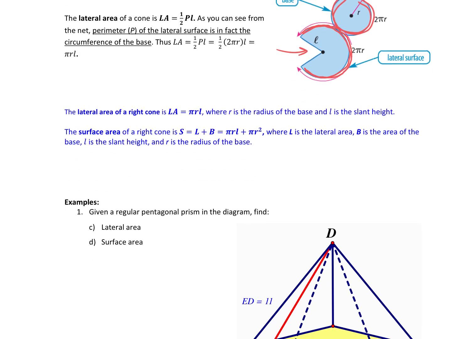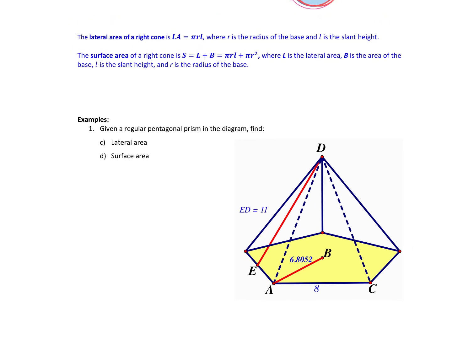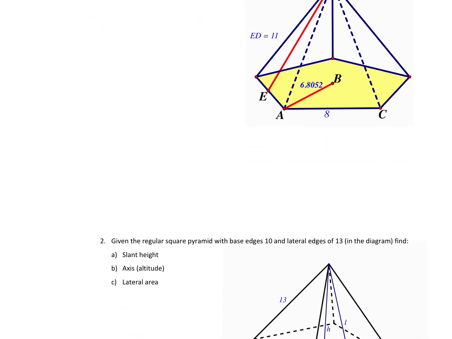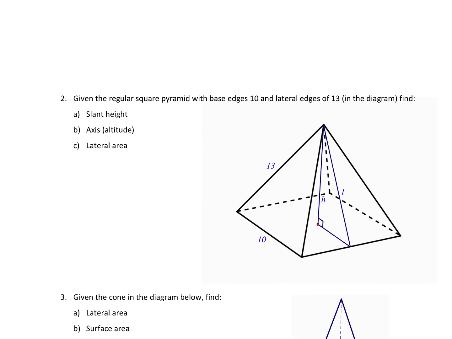Okay, let's just do a couple things here. Given the regular pentagonal prism, find lateral area and surface area. I kind of hate those numbers. Can we do a different one? Yeah, this is a little more typical, I think. Given the regular square pyramid with base edges of 10, a lateral edge of 13. Lateral edge, notice, is in none of the formulas. So this is interesting because it's going to make us do some algebra acrobatics to get what we need.